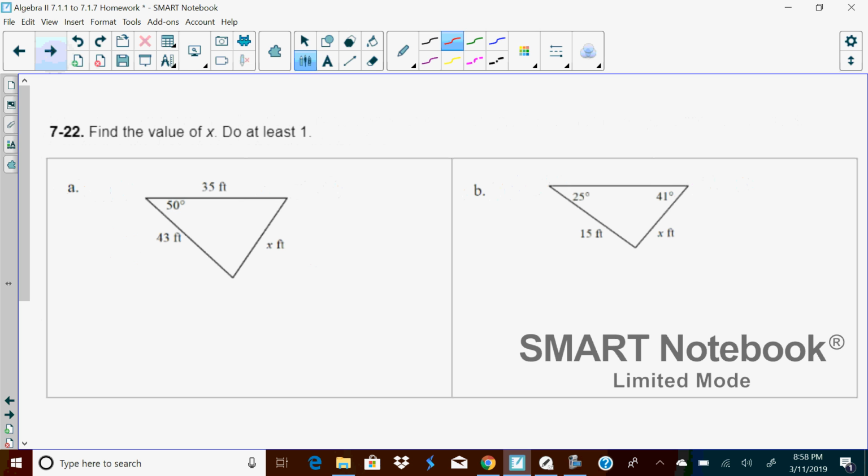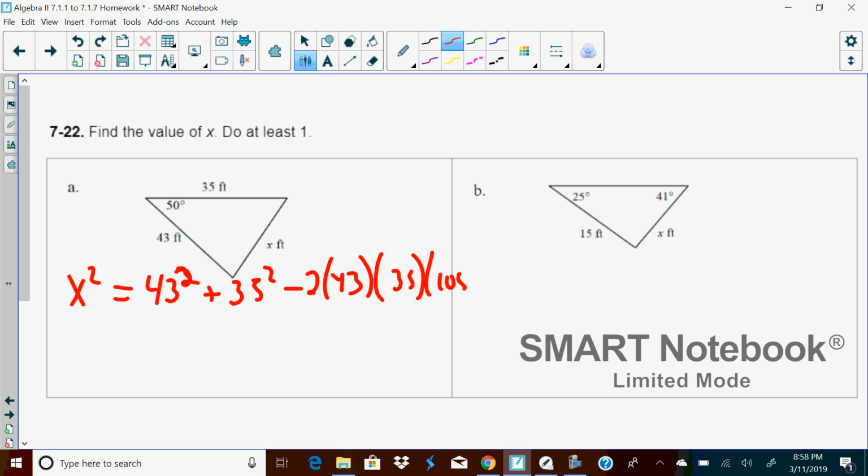Problem 22, find the value of x. So for the first one, I have to use the law of cosines. So I would do x squared, because that's what I'm looking for, equals 43 squared plus 35 squared minus 2 times 43 times 35 times the cosine of 50. So if I put that all in my calculator and then took the square root of it, I get x equals 33.75 feet, about.